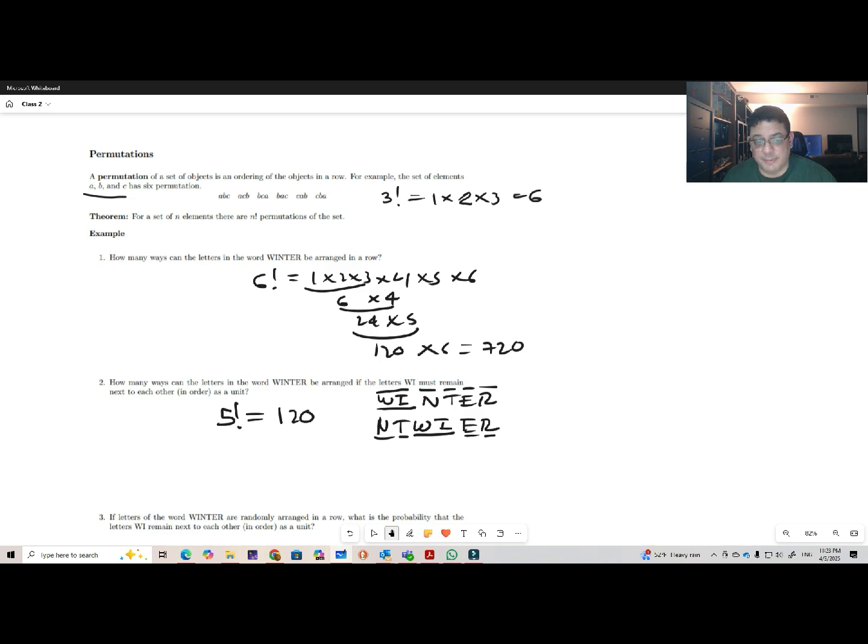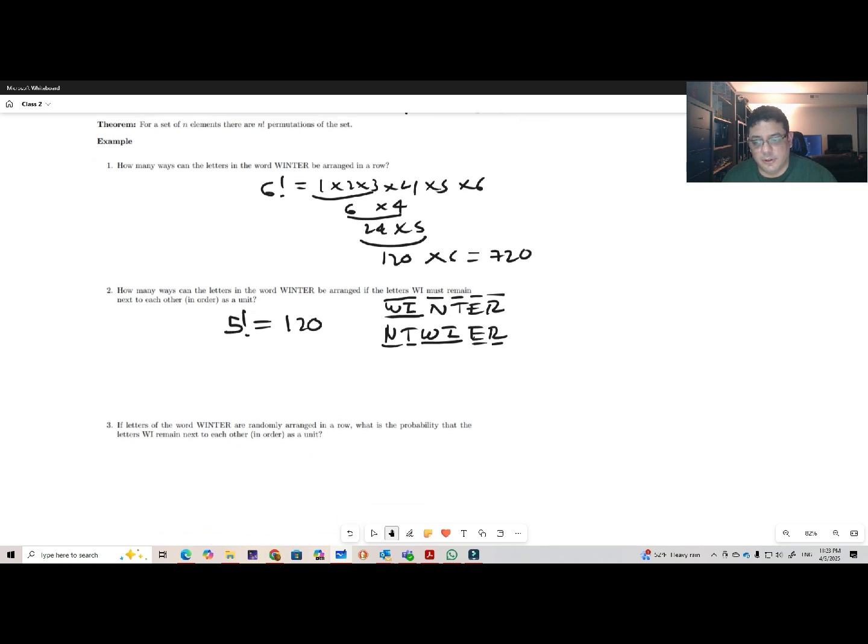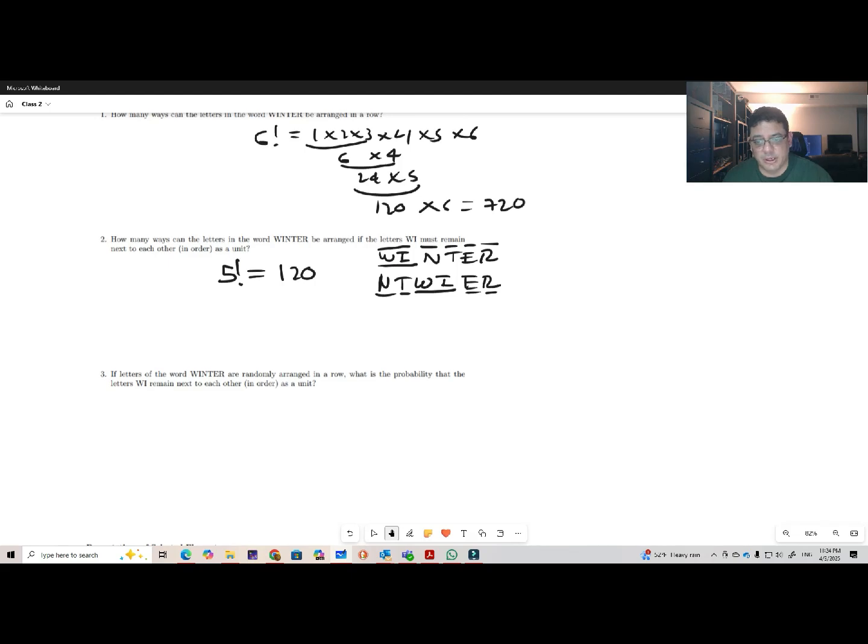And of course, with this type of arrangement, we can also do probability. So if we have the letters of the word winter randomly arranged in a row, what is the probability that the letters WI remain next to each other in order as a unit? So we want to know the probability of what happens here in the overall case. So this will be the probability of WI, and I'm going to put it here, WI bar. So we know that we're keeping WI together, and so that's the number of permutations that we have with the scenario of WI together over the number of total outcomes.